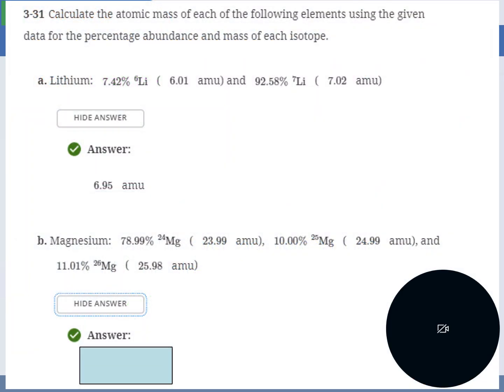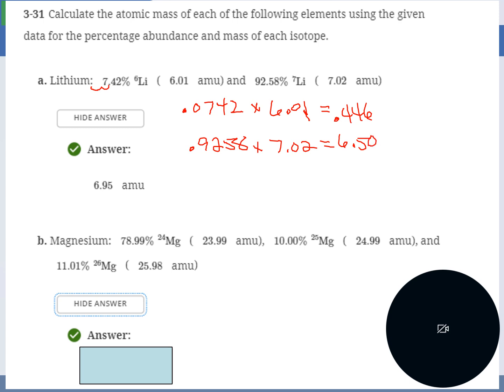This is going to be more of the same. Again, I encourage you to pause the video and try these for yourselves, but move this decimal over 2 times, so it's 0.0742 times our mass of 6.01. When you do that, you'll end up with 0.446. Do the same thing with the next one. It's going to be 0.9258 times our mass of 7.02. That's going to give you an answer of about 6.50. Add those 2 results and you'll get the answer that's expressed right there.